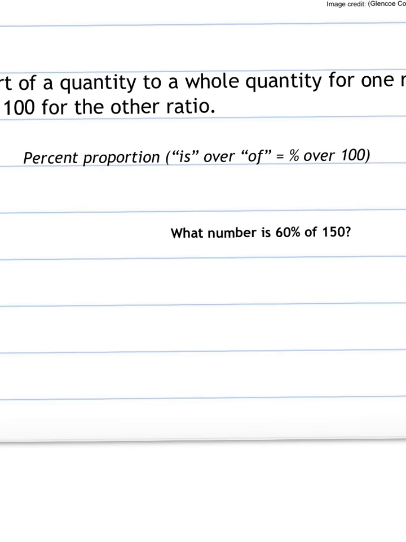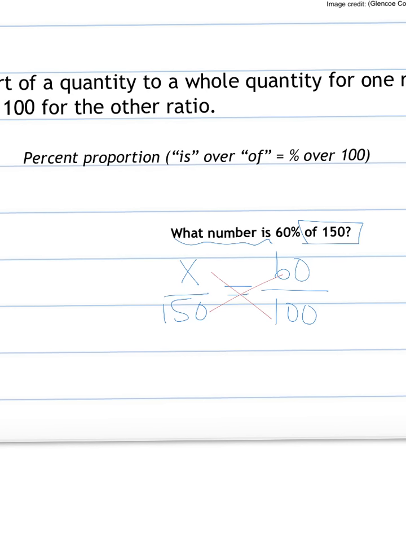Again, is over of equals percent over 100. So what number is 60% of 150? So now, what number is, again, set up your proportion. What number is, so the is is our variable, that's where we'll put x. Then we have the 60%, our percent always goes over 100. And then the of goes on the bottom, 150.